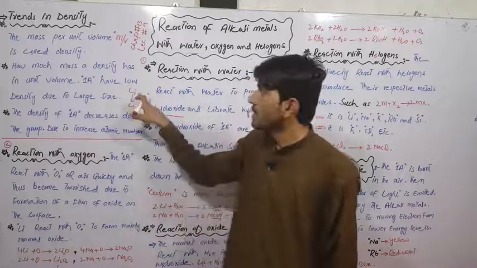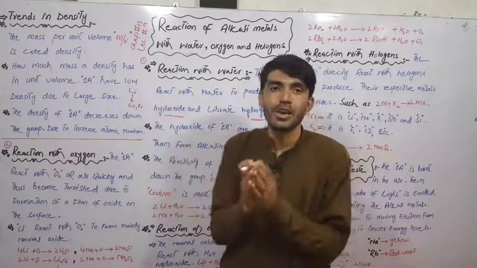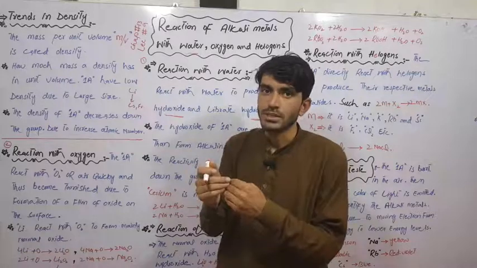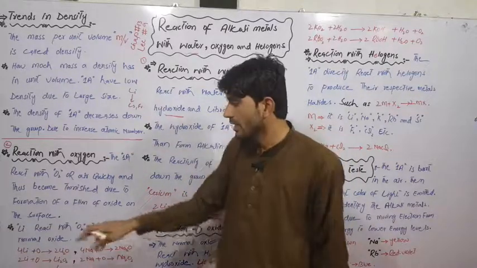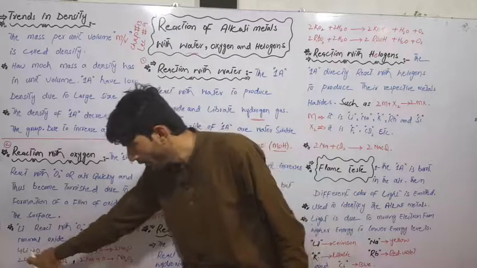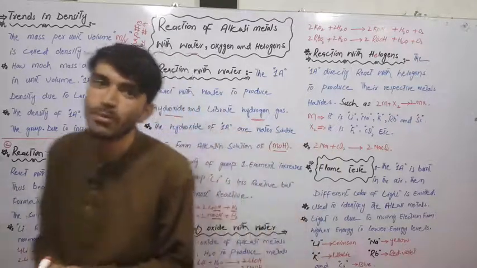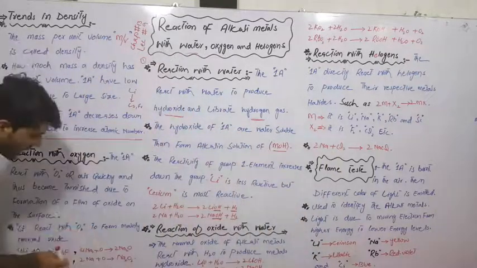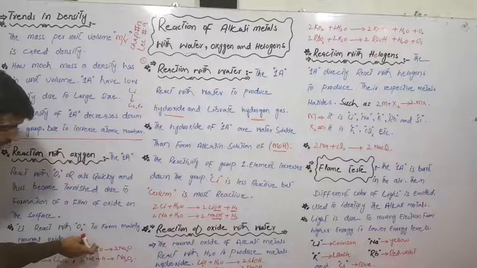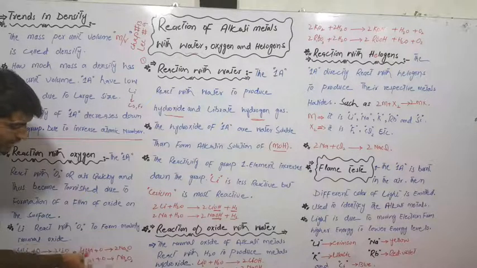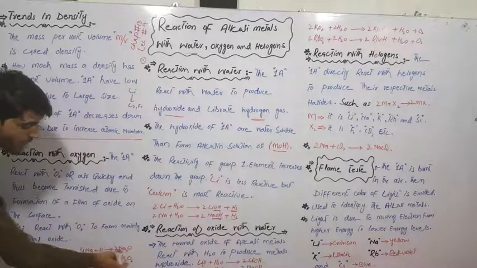Whenever lithium reacts with oxygen, it forms mainly normal oxide, but other members down the group make superoxide or peroxide. For example, when lithium reacts with oxygen, it forms lithium monoxide, and when lithium again reacts with oxygen, it produces lithium peroxide, and so on. Sodium, when it reacts with oxygen, produces sodium monoxide, and when sodium again reacts with oxygen, it produces sodium peroxide.